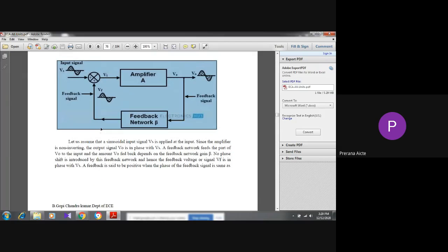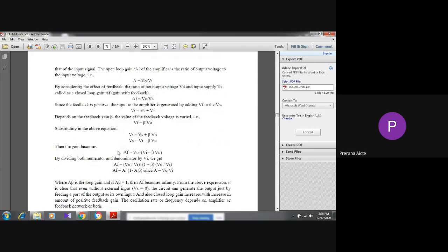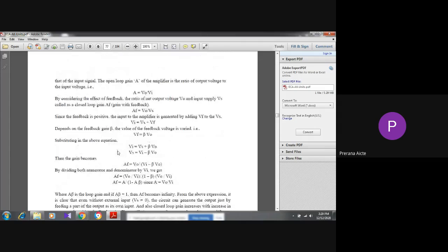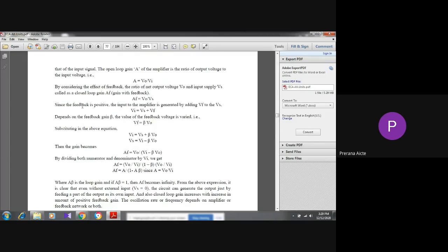For positive feedback, this is the gain expression and the derivation of Af. Af is equal to A by 1 minus A beta. That is the gain expression in positive feedback. See this derivation. We have already done the derivation in our regular classes. Just go through this derivation part.